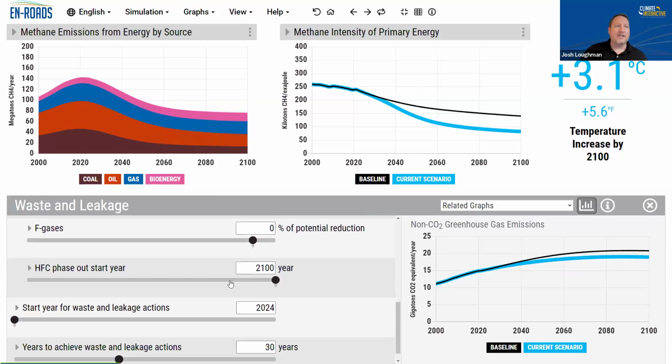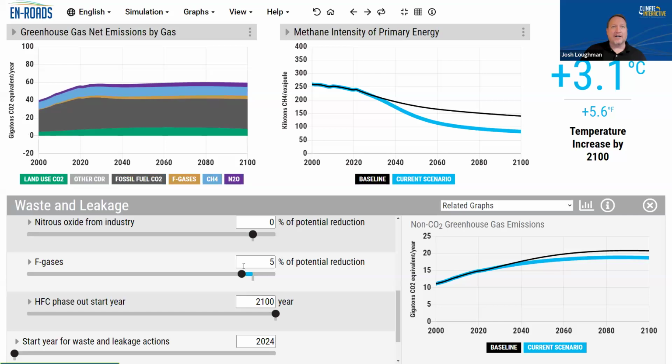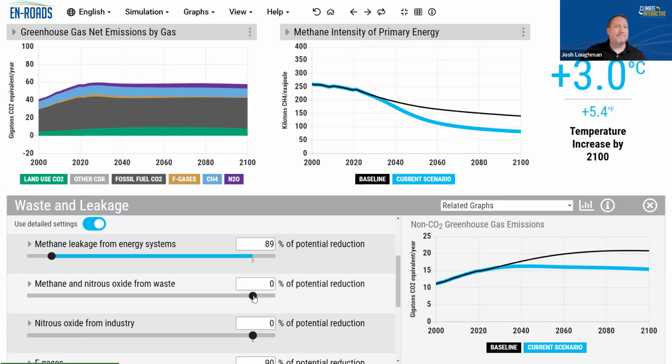The other thing in waste and leakage is F gases. F gases, fluorinated gases, are an area that's actually still in improvement for us. We have done some work to. You can see this is the graph of all of our greenhouse gas emissions: CO2, F gases, methane, CH4, and nitrous oxide, as well as our land use CO2. And you can see as you reduce F gases, you do get a reduction. But again, this is just a % reduction. So this is an area that we're improving now. So that's energy.